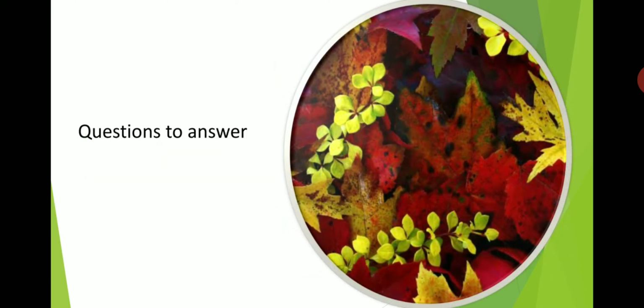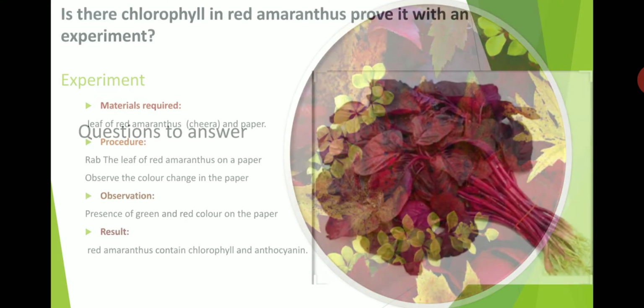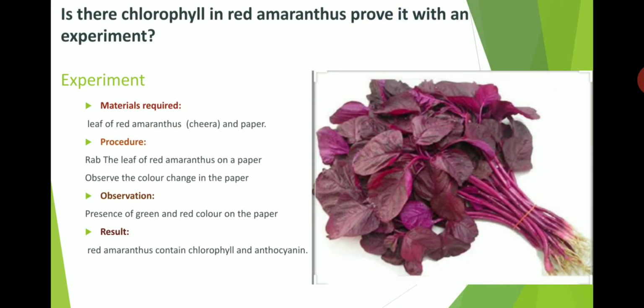Here are the questions to answer. The first one is an experiment. This experiment you can try in your home. Is there chlorophyll in red amaranthus? Prove it with an experiment. The experiment contains mainly 4 different stages. They are materials required, procedure, observation and result.